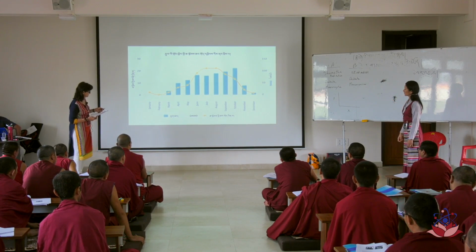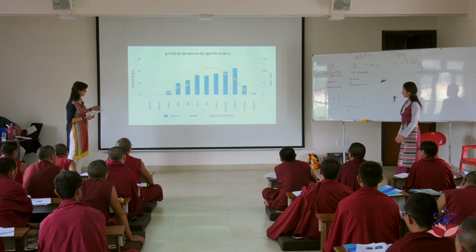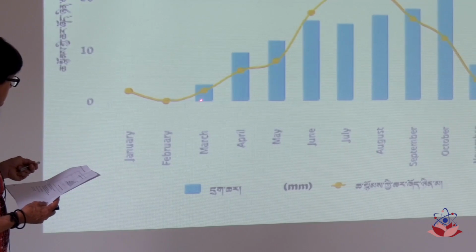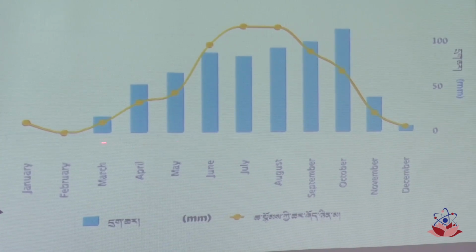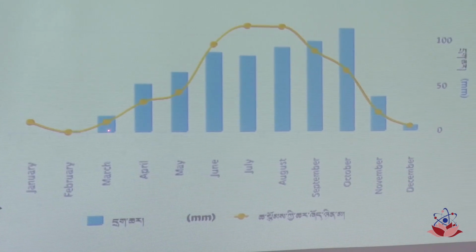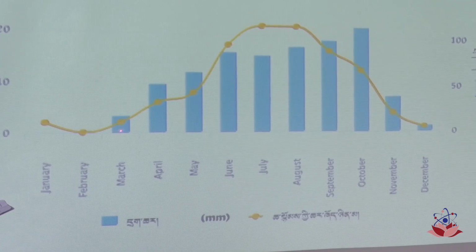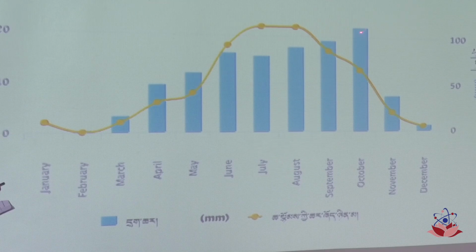So let's begin just with the bar graph, which is showing the amount of rain, the precipitation. And you can see from this graph that there is a big difference in the amount of rain that falls in March compared to October, which has much more rain.